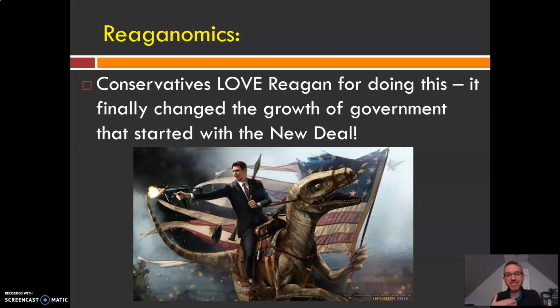Let's see, conservatives tend to love Reagan. In fact, I love this picture because it's totally insane. Reagan is a hero, right? He's a superhero riding a Tyrannosaurus. You like that, Grace? Yeah, she likes it. Shooting a machine gun. He's got a rocket launcher strapped to his back.